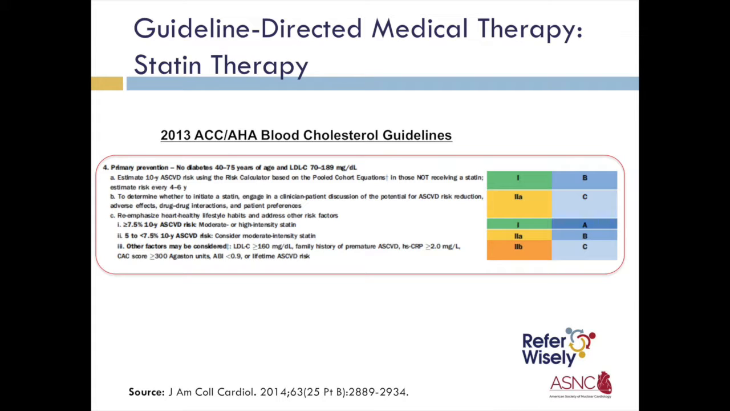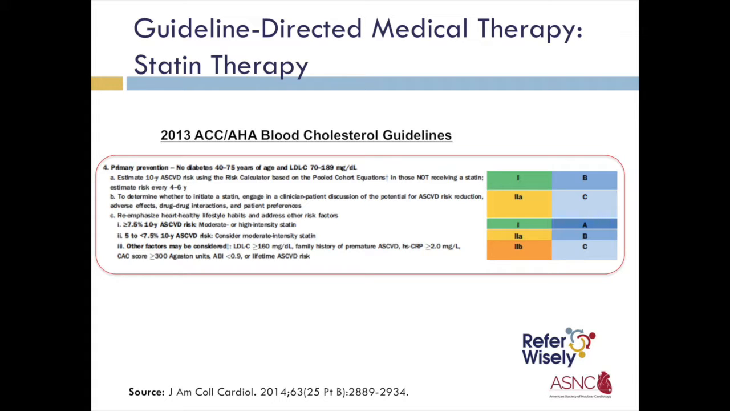So what about guideline-directed medical therapy and the question of using cholesterol medication or statin therapy? In the 2013 American College of Cardiology, American Heart Association blood cholesterol guidelines, they outline a set of patients for primary prevention for utilization of statin therapy. And these are patients without diabetes and with an LDL less than 190. And you can see here, based on the options below, specifically under C Part 1, that a patient with a 10-year risk greater than 7.5% should be started on moderate or high-intensity statins.